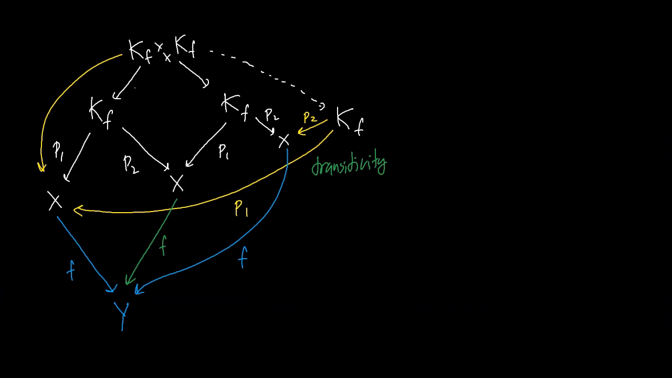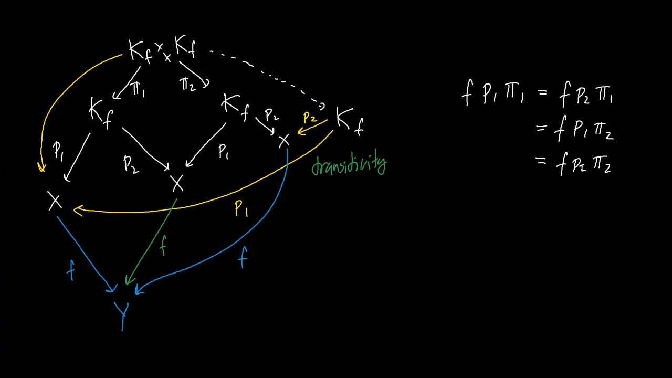We can also write it out algebraically. So you've got F P1 pi 1, that you can rewrite as F P2 pi 1 by FP1 being equal to FP2. But then, because this commutes, that's the same as FP1 pi 2. And then you again rewrite FP1 as FP2. And we get what we wanted.